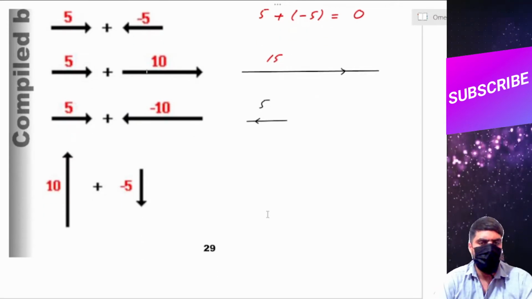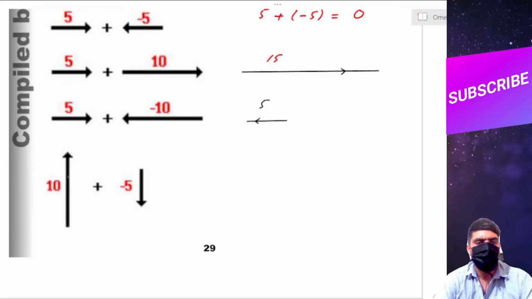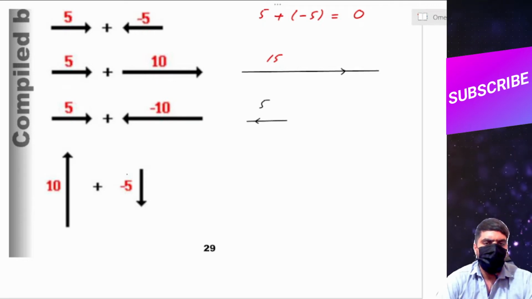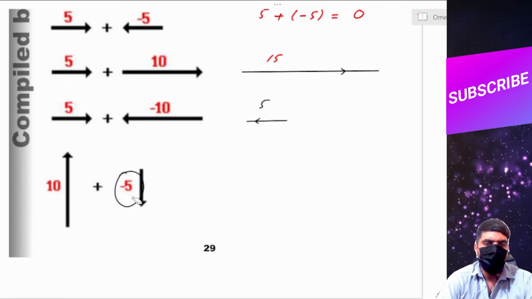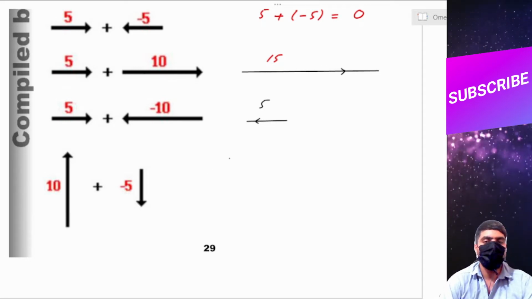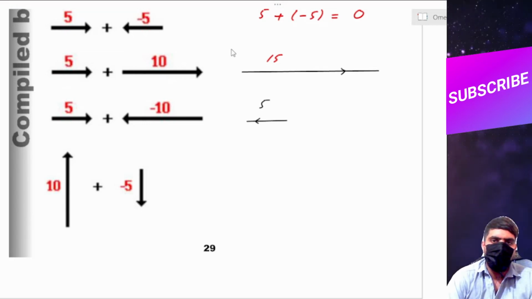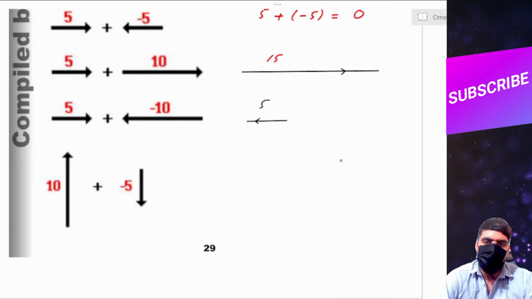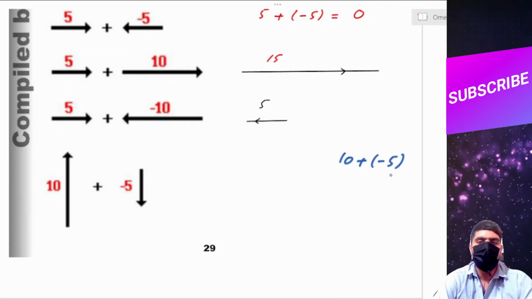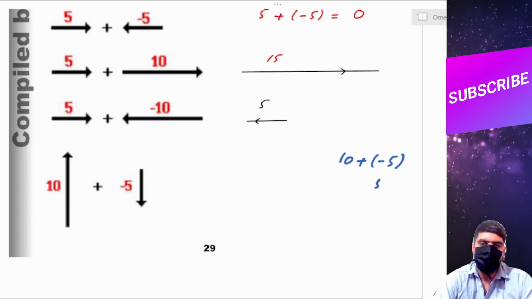Then we have another example. We have a vector upward that is 10 in magnitude, 10 Newton, let's say, and there is a force downward of negative 5 newtons. First of all, let us find the magnitude of the resultant force. So it would be 10 plus minus 5. All right, and mathematically we understand that this would be 5.